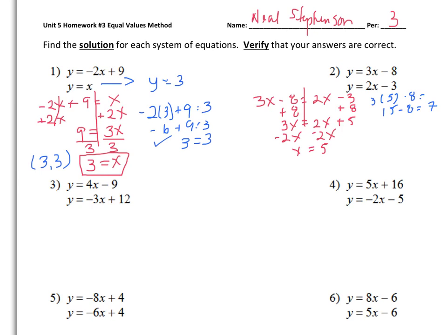Let's see if it works. 2 times 5, I'm plugging it into this equation right here now, minus 3 should equal 7. 2 times 5 is 10. 10 minus 3 should equal 7. Yes, 7 equals 7. So my answer is 5, 7.